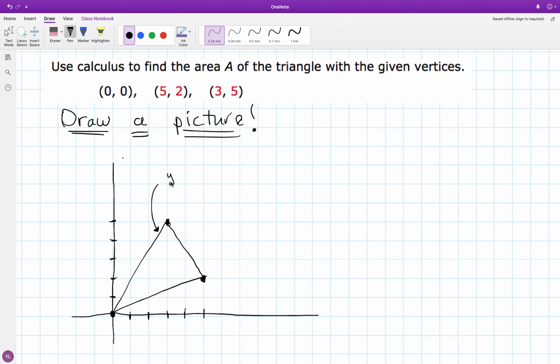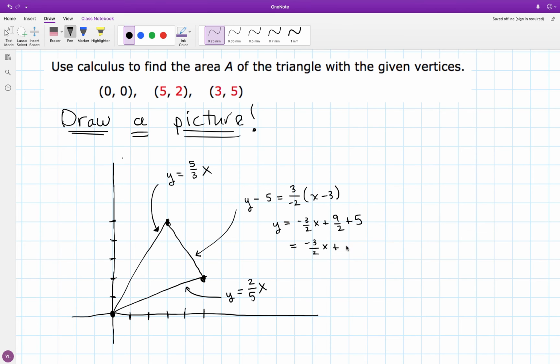So the top function is broken into two pieces, and I'm just going to proceed with labeling all the pieces here. The bottom function is just one line, 2/5 x. But once I have formulas for each of the lines, then I can compute areas by using top function minus bottom function integrals. Okay, so the problem is that the top function is broken, so I'm going to have to do this in two steps.